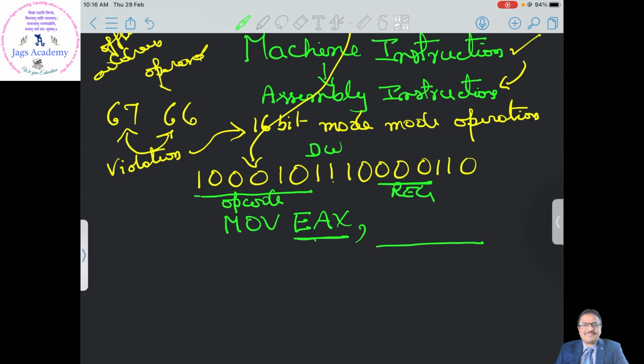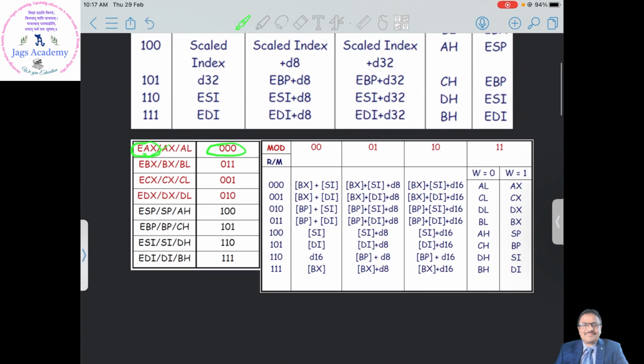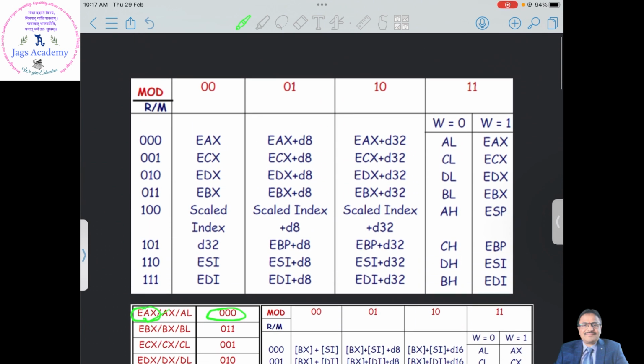Now, whatever you are supposed to get here will come from your mode bits. This is your mode bits and this is your R/M bits. Mode is 10, R/M is 110. Now, where do you have to refer? You have to refer to this table, because of the violation. Just check that all these have the square bracket in it. It's not shown here.